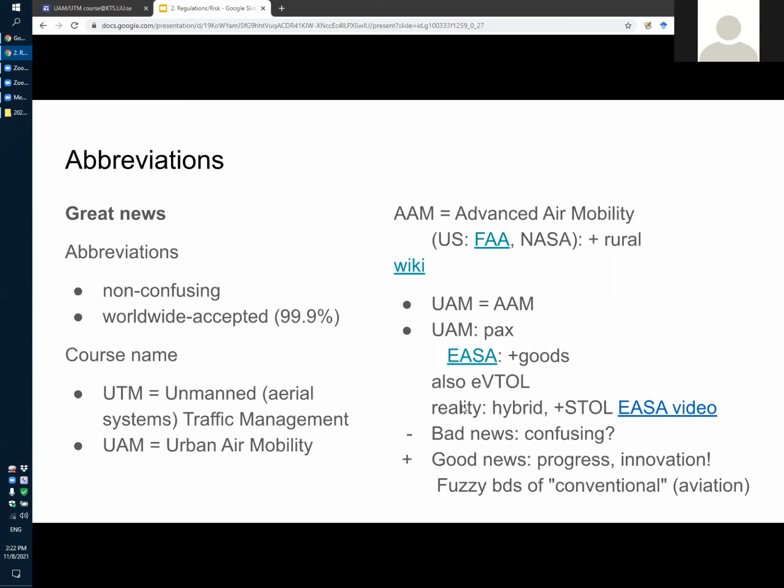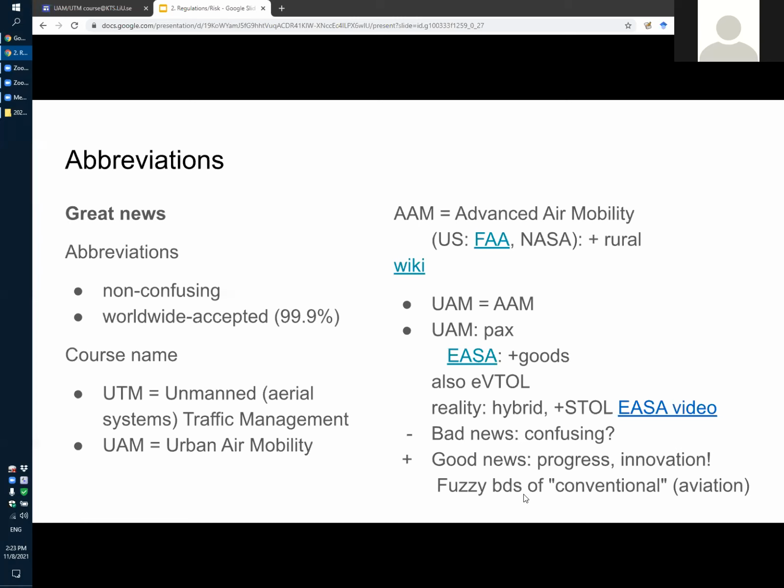And of course, the bad news is that it's a bit confusing if you go into details about what different people really mean by the different terms. But the good news is that the boundaries between conventional aviation and these novel disruptive technologies, drones, urban air mobility, and stuff like that, become more and more fuzzy. Okay, urban air mobility or advanced air mobility encompasses everything: rural, urban, suburban, hybrid, electric, VTOL, STOL, whatever. And eventually, with the larger drones, you come closer and closer to conventional aviation.